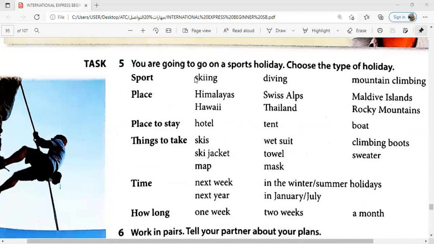For example, for sport we have the word skiing, diving, mountain climbing, which is climbing mountains. Of course, I have the places that you are going to: Himalayas, Swiss Alps, Maldives Islands, or Hawaii, Thailand, or Rocky Mountains. Now, where are you going to stay? I'm going to stay in a hotel. I'm going to stay in a tent. I'm going to stay on a boat. Notice. Now, the things you are going to take, I'm going to take skis.